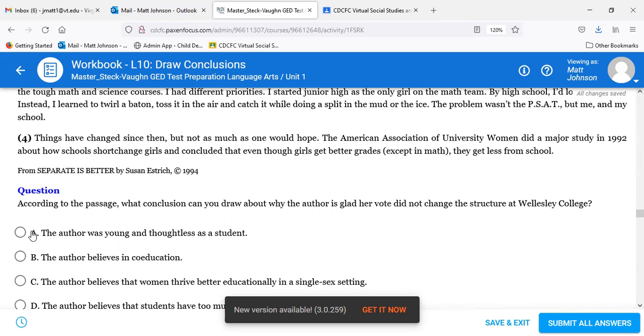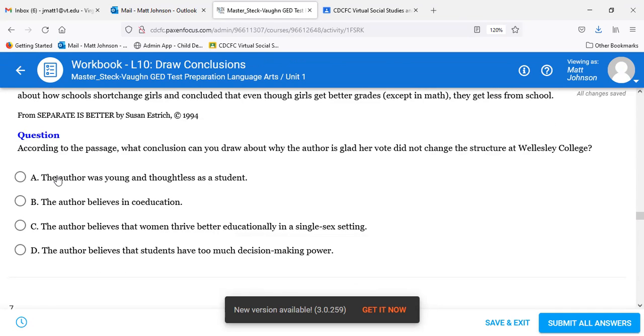Okay, and then according to the passage, what conclusion can you draw about why the author is glad her vote did not change the structure at Wellesley College? A, because the author was young and thoughtless as a student. B, the author believes in coeducation. C, the author believes that women thrive better educationally in a single-sex setting. Or D, the author believes that students have too much decision-making power.